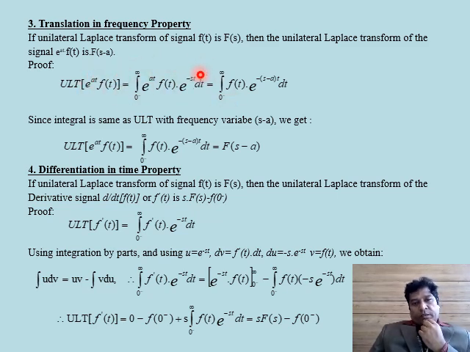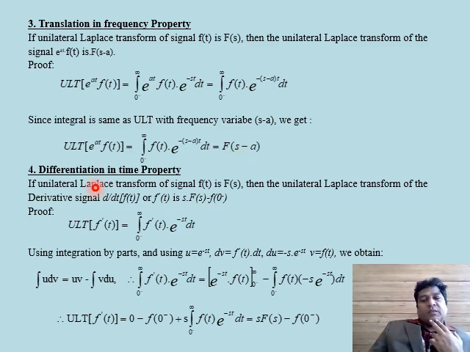Then we'll combine these two exponentials, and we get the integral f of t, taking s common with the minus sign, so you'll get e power minus s minus a t dt. Now this is exactly the same as the Laplace transform. The only thing is in place of s you are having s minus a. So therefore this entire integral will be F of s minus a.